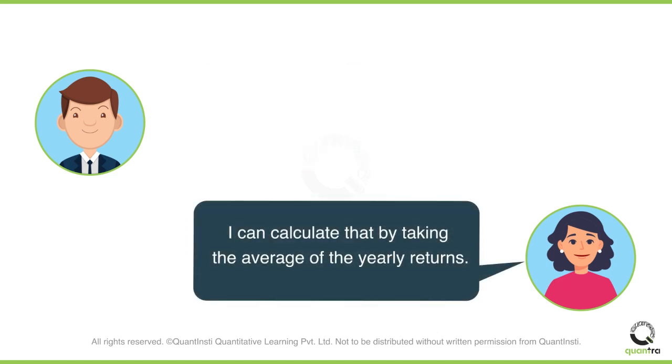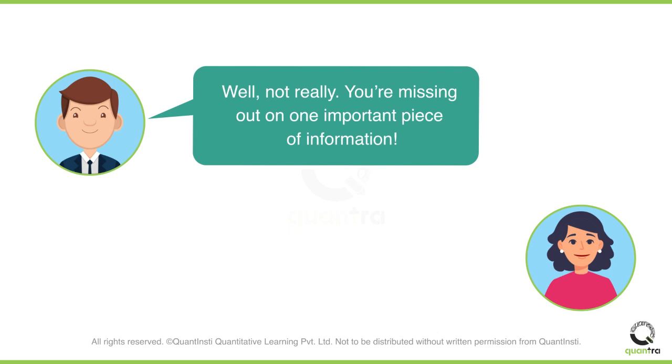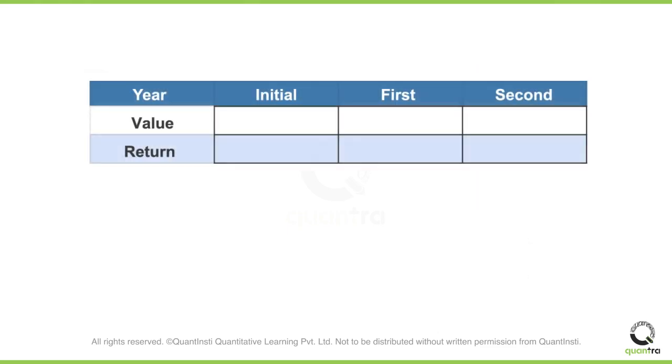Sophie says that she can calculate that by taking the average of the yearly returns. John tells Sophie that this is not correct and she's missing out on one important piece of information. And he continues to explain this to Sophie with the help of an example. Let's suppose we invested $10,000 in this strategy for 2 years. At the end of 1 year the strategy value falls to $7,500. At the end of second year, its value again rises to $10,000.